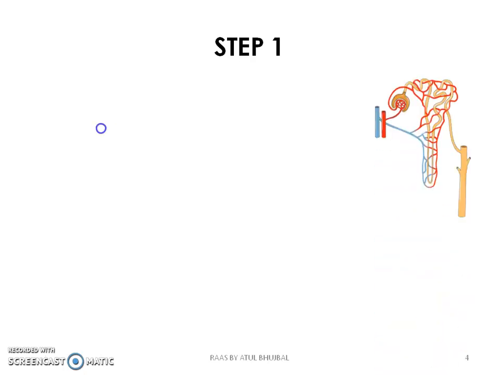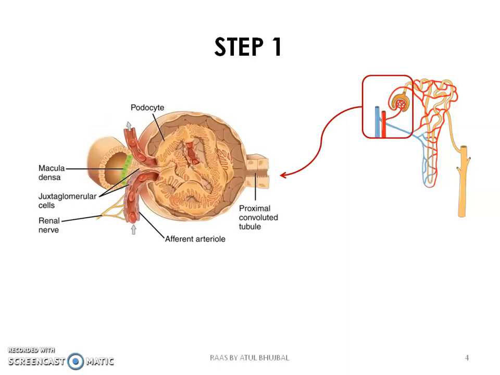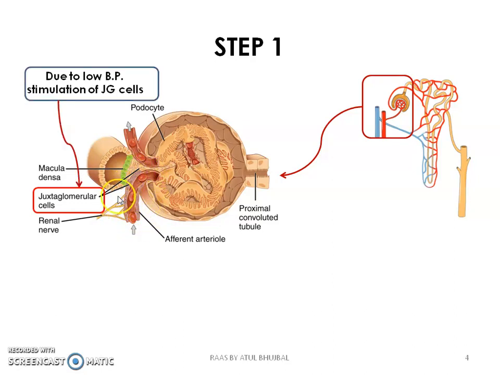So how does this renin-angiotensin aldosterone system work? We study it step by step. This is step 1. In this step, this is the nephron, and this highlighted portion is called the glomerulus. It is the first part of the nephron. In this glomerulus, you can see the juxtaglomerular cells. These juxtaglomerular cells are special cells present on the walls of the afferent arteriole. Due to low blood pressure, these juxtaglomerular cells are stimulated.